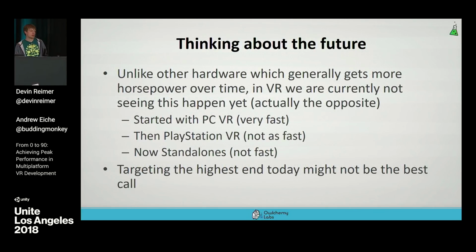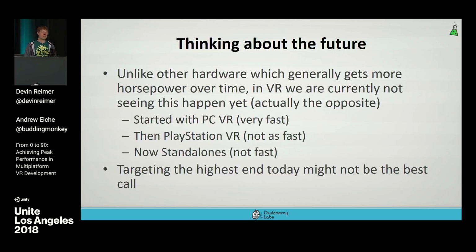So thinking about the future, a very unique thing to VR here. In traditional hardware, generally what happens is over time, the horsepower increases. So if you build something for the latest now, over time that's going to get faster and faster and your things will run better and better. But in VR right now, we're not seeing this happen. Actually, we're seeing the opposite happen. So the birth of modern VR happened on the PC, and PCs are very fast. And then PlayStation VR came out, which is not as fast, and now we're on the horizon of standalones, which are not fast.